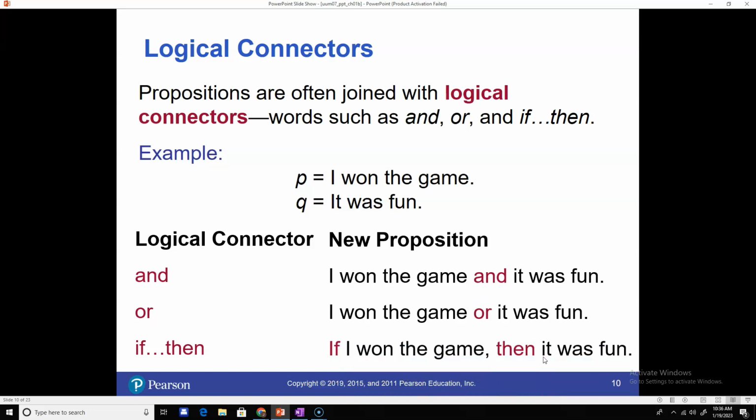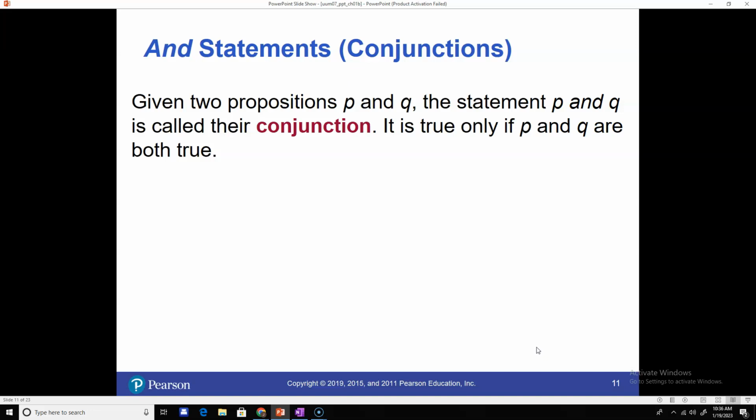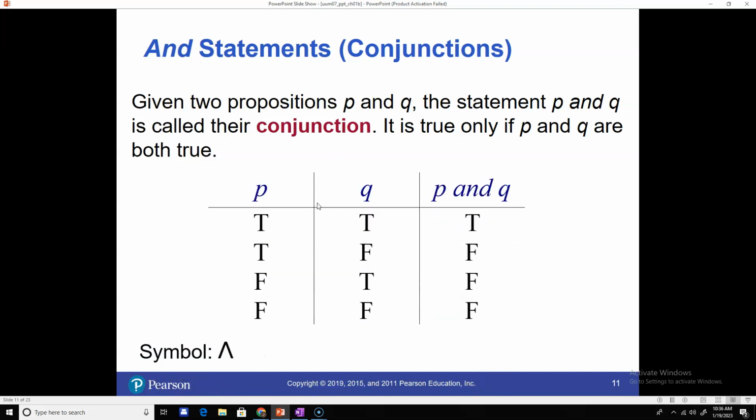So, as mentioned before, we have the conjunction. Here's how the truth table works. The only way an and statement is going to be true is if both propositions in the and statement are true together. So if P is true and Q is true, then P and Q is true. If one of the statements is false, or both of the statements are false, then that conjunction P and Q will also be false.